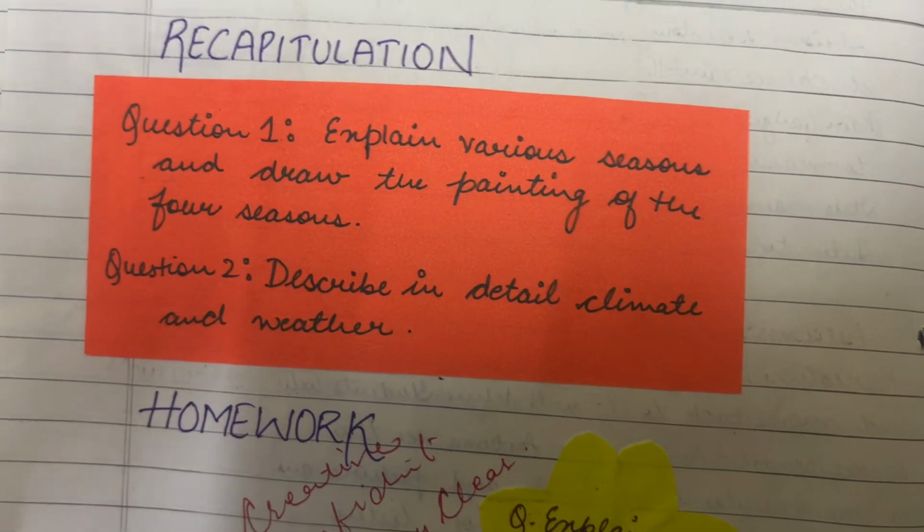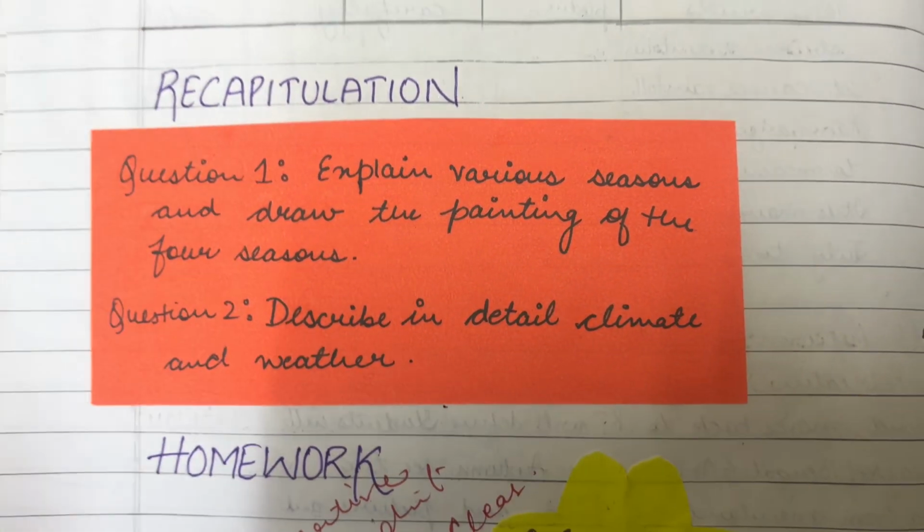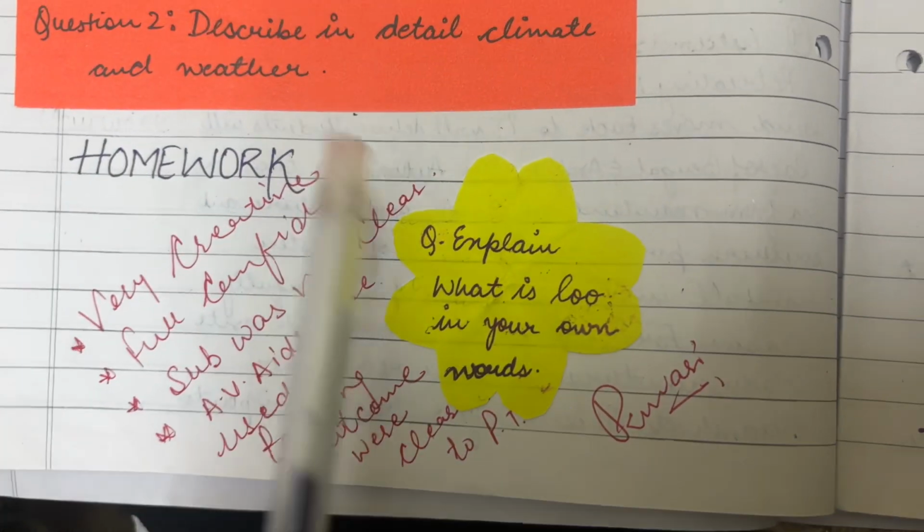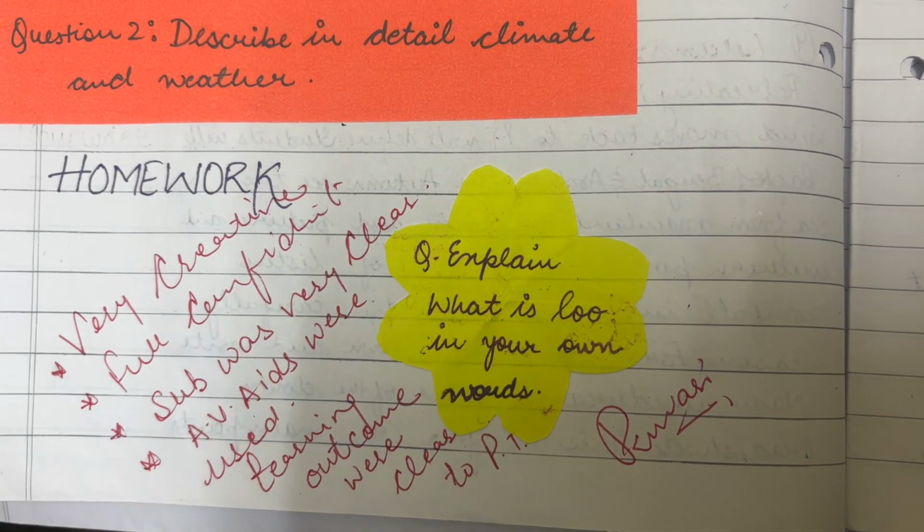Then the recapitulation: explain various seasons and draw the painting of 4 seasons. Describe in detail climate and weather. Then the homework: explain what is Lu in your own words.